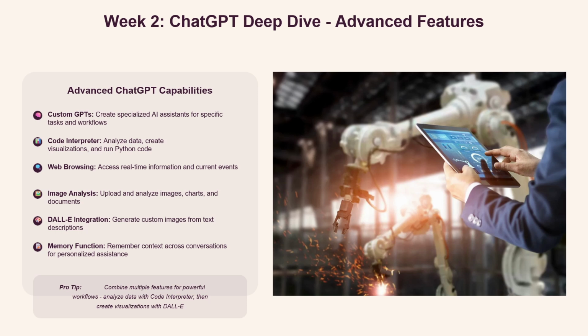Memory and integration. Memory function learns your preferences and context over time, making each interaction more personalized. It remembers your role, company details, and working style. The key to maximizing these features is integration. Use Code Interpreter to analyze data, then DALL-E to visualize results, while memory ensures consistency across projects. These advanced features transform ChatGPT from a simple chatbot into a comprehensive AI assistant.